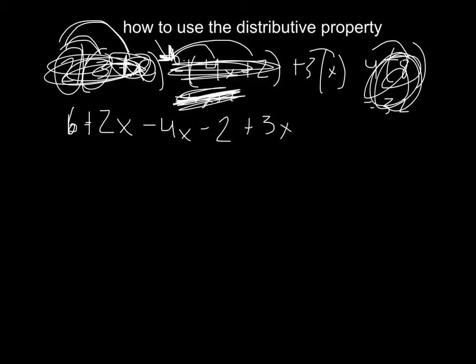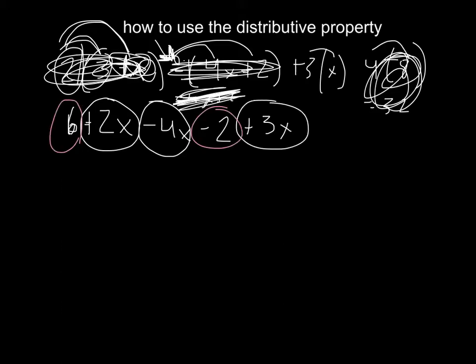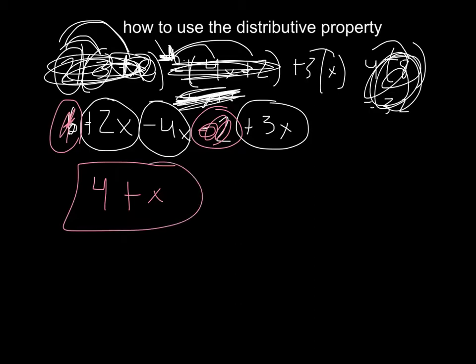And then you would go on to combine your like terms, which would be the x's, and then you would combine these because they're regular numbers. So that would give you 4, because you do 6 minus 2, and you could do 2x minus 4x, which is negative 2x, plus 3x, which is positive 1x, plus x. That would be your answer.